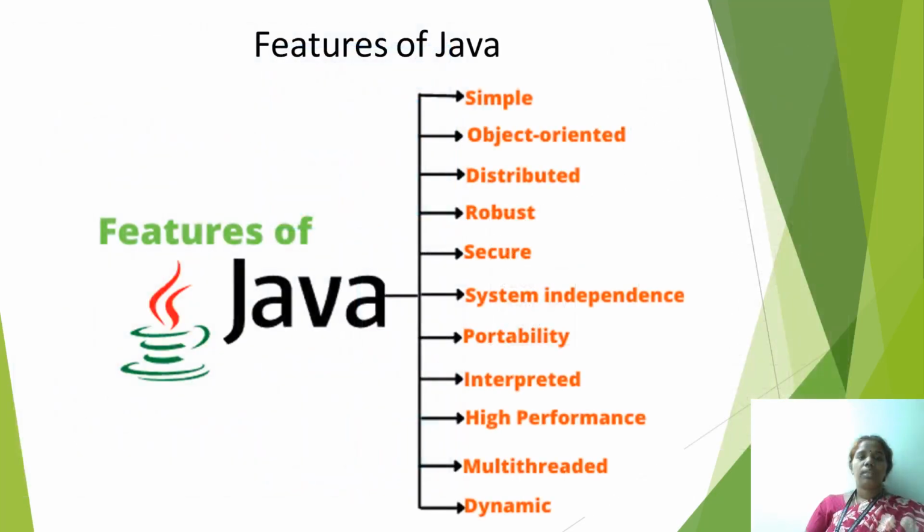Next we are going to see the features of Java. This is the main important topic. Java has a lot of features. The first one is simple, and I will list out the features one by one: simple, object oriented, distributed, robust, secure, platform independence, portability, interpreted, high performance, multi-threaded, dynamic. So these are the features of Java. We can see them one by one.